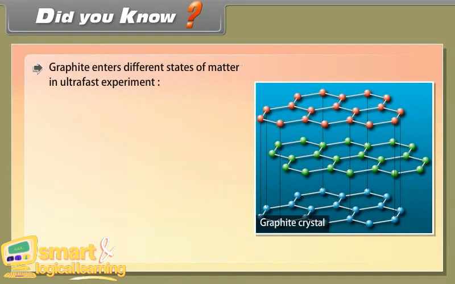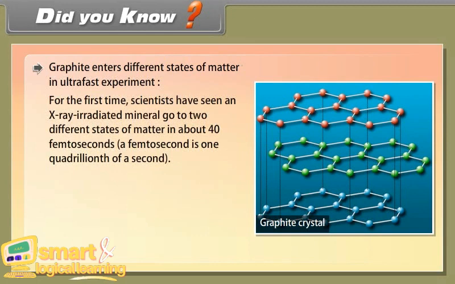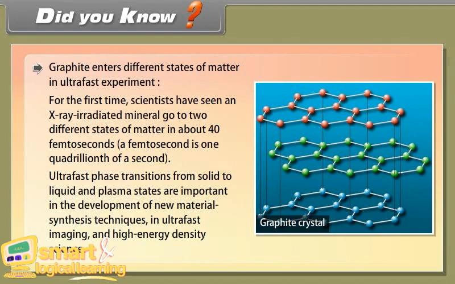Did you know? Graphite enters different states of matter in ultra-fast experiment. For the first time, scientists have seen an X-ray irradiated mineral go to two different states of matter in about 40 femtoseconds. A femtosecond is one quadrillionth of a second. Ultra-fast phase transitions from solid to liquid and plasma states are important in the development of new material synthesis techniques, ultra-fast imaging and high energy density science.